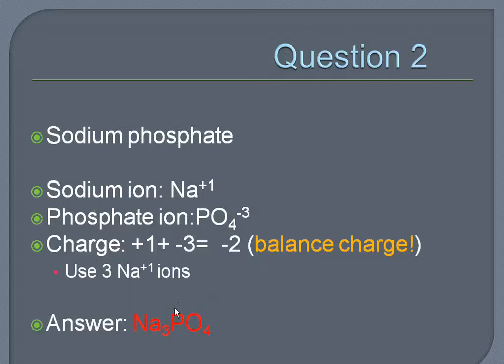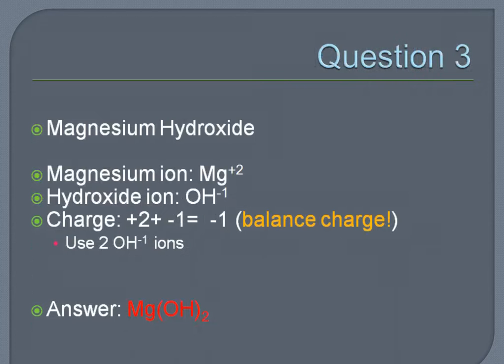Question 2. Sodium phosphate. A sodium ion is Na with a +1 charge, whereas a phosphate ion is PO4 with a -3 charge. If we have a +1 and a -3, we do not get 0, which is not neutral. So therefore, we use 3 Na +1 ions so we can have a neutral charge, yielding an answer of Na3PO4.